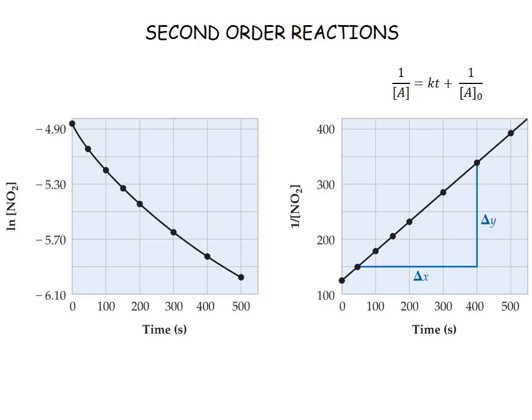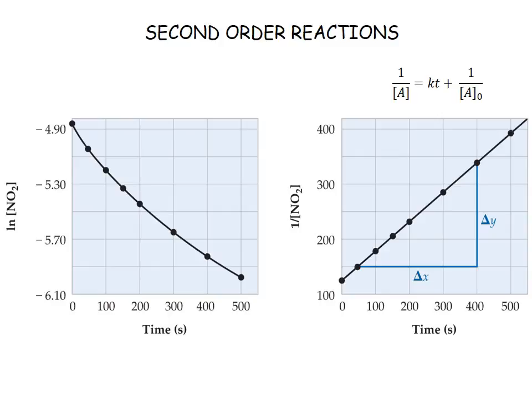Now we have our second order integrated rate law in the upper right hand corner. 1 over concentration of A equals kt plus 1 over the initial concentration of A. The graph below it is if you plotted 1 over the concentration of A, and you can see in this graph it's a specific reactant, nitrogen dioxide. When 1 over that concentration is plotted as a function of time, you get a straight line. The slope of that line is equal to the rate constant k, and the y-intercept would be equal to 1 over the initial concentration of A, or in this case the initial concentration of NO2.